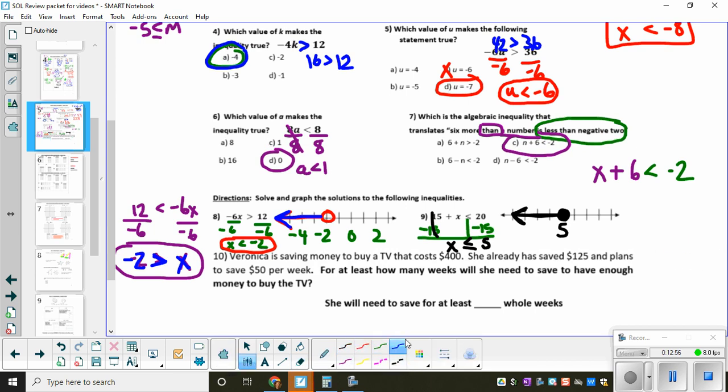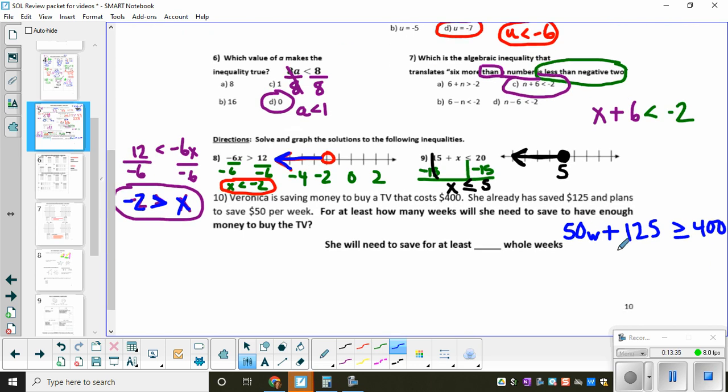And now here, just another random scenario to kind of think back through some of these words and how these words can translate into an inequality. So for the last one here on the page, we've got that Veronica is saving money to buy a TV that costs $400. Now she already has saved $125, so she already has $125. Awesome. And she plans to save $50 per week. So $50 that she plans to save per week plus the 125 that she has just has to be more than or equal to the 400 that she's trying to save up to buy the TV.